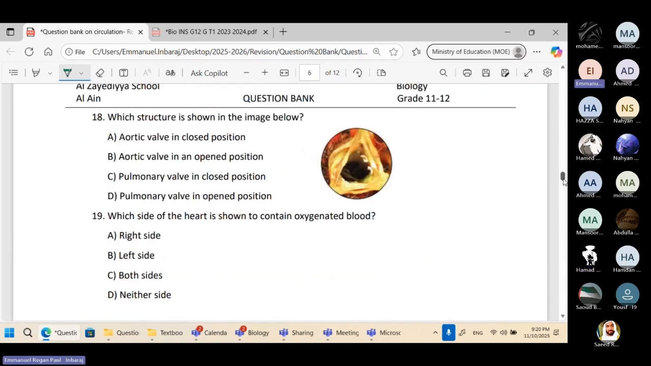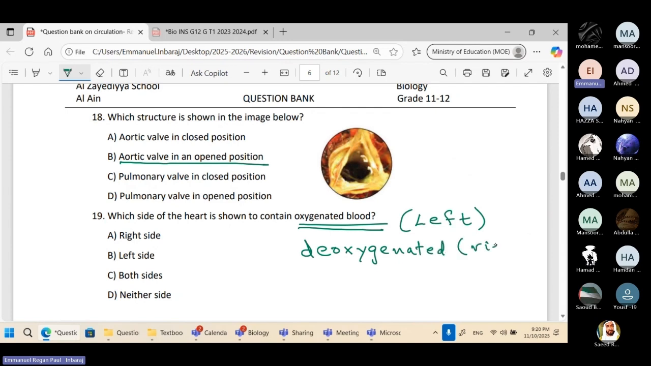Exam. Okay, yeah. So the same picture will be there. So it is the aortic valve in an open position. Then the next one. Which side of the heart is shown to carry oxygenated blood? Left. Okay. Remember, oxygenated blood will be carried in the left side, and deoxygenated blood will be carried on the right side. So keep this also in your mind. The left side carries oxygenated blood, and the right side carries deoxygenated blood.